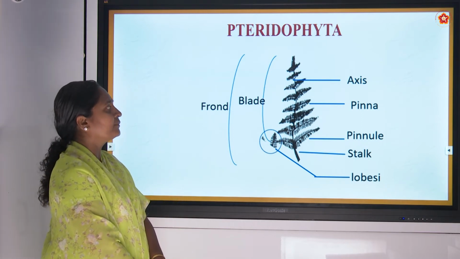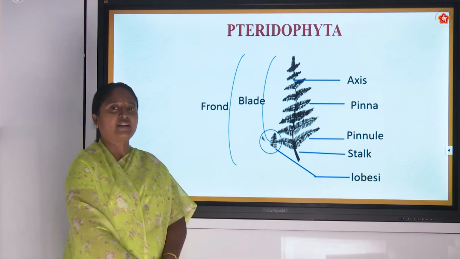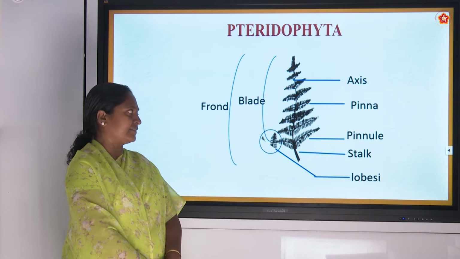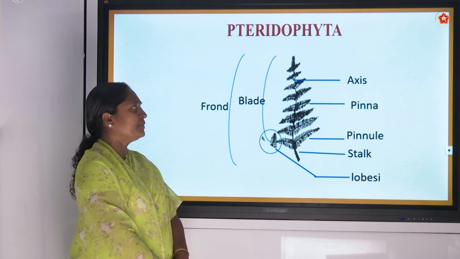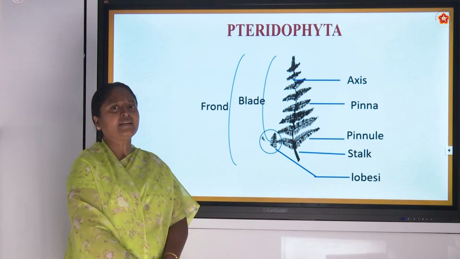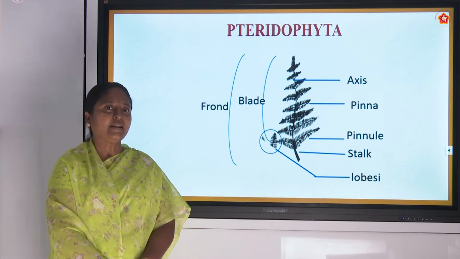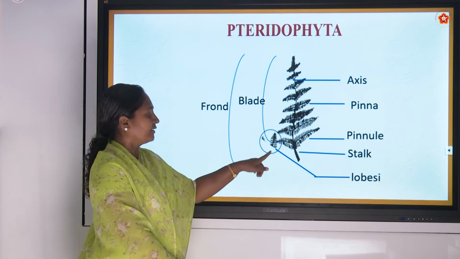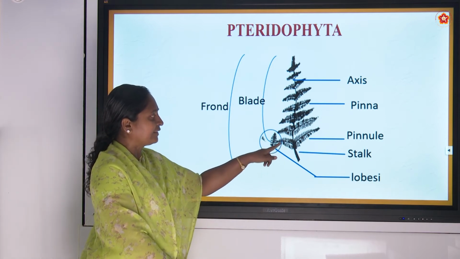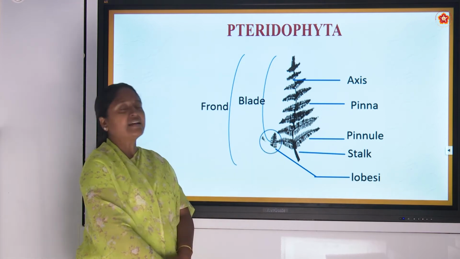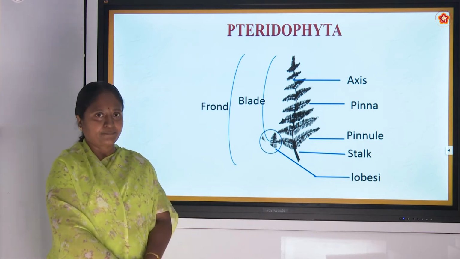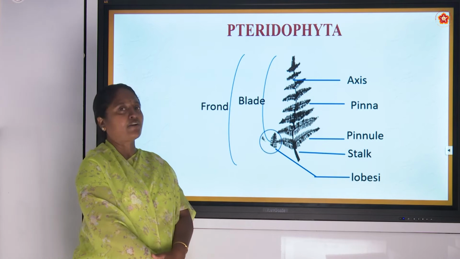The leaf is known as pinna, and it is present on the central axis. When a pinna is present individually, it is known as pinnule. When we enlarge each and every pinnule, you can see they also have branches, known as lobes. This is the detailed structure of this organism.